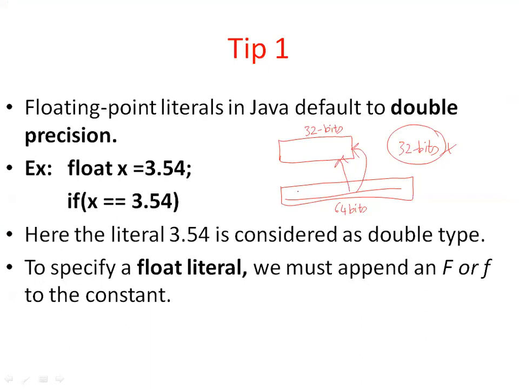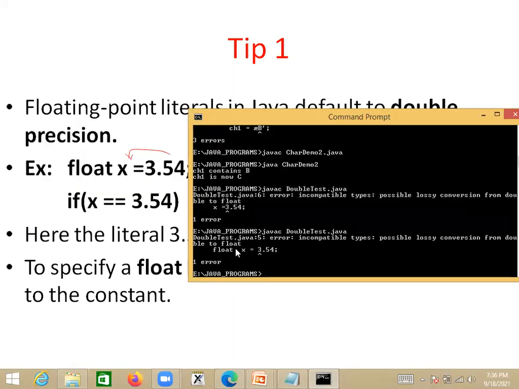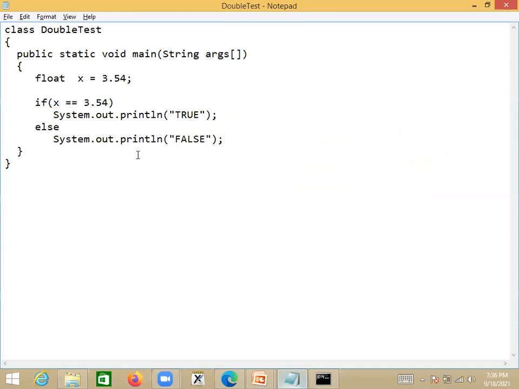We do not know whether it copies the first 32 bits or the last 32 bits into this x. Only 32 bits of data is coming, the remaining 32 bits are gone. That's why there is a loss of information. So both are incompatible types and Java cannot perform this kind of operation. That's why it is reporting an error. But in C, you can do this. There won't be any error in C.